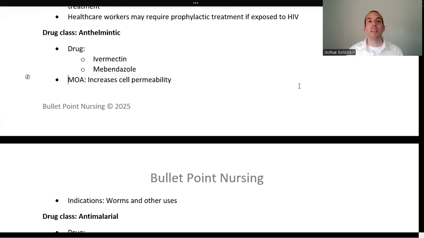Helmintics means worms, and the drugs over here are ivermectin and mebendazole. This drug works by increasing cell permeability so that the cells leak all their content out and therefore the organism dies. We use this for worms and for other things like that.